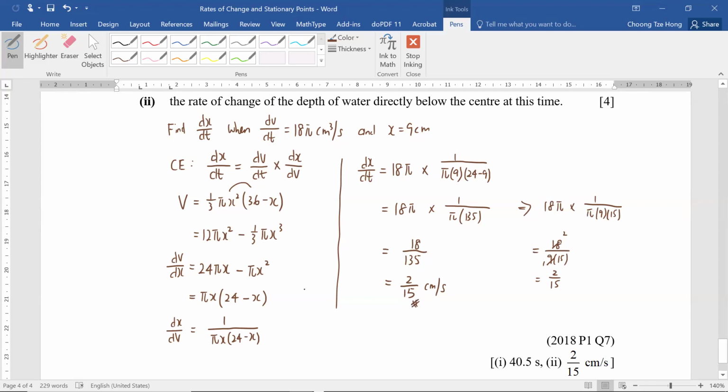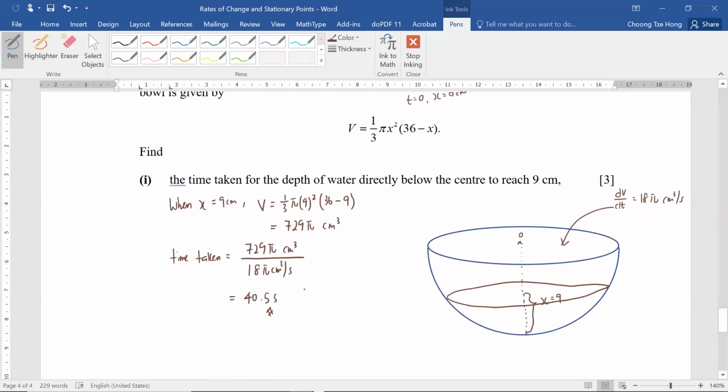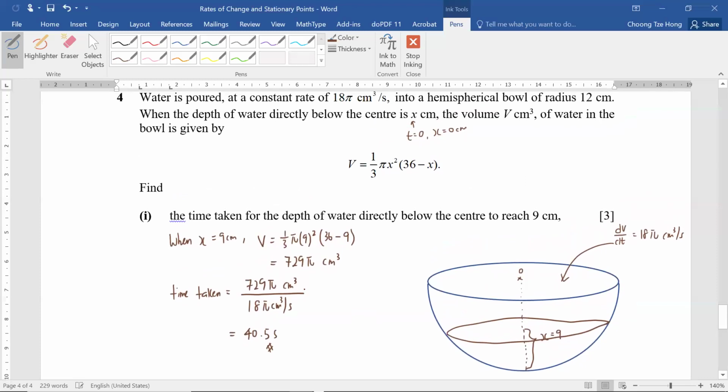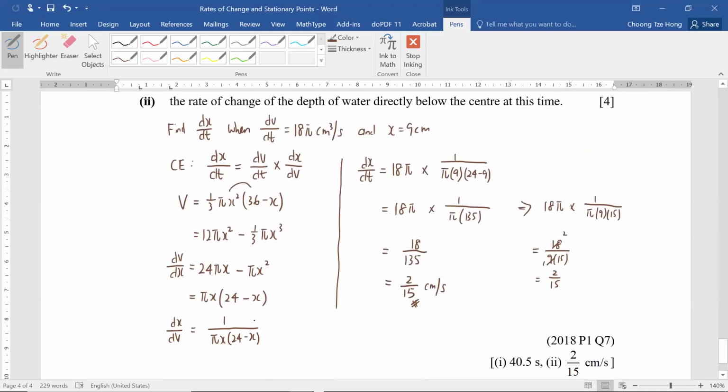The key thing for this question is in part one, some of you may get stuck and ask yourself what they are trying to ask me to find. You actually don't have to involve any connected equation, just understand what the question is asking, and then it turns out to be a rather straightforward and simple question. Then the next part is the typical type of question whereby you need to use the connected equation. So actually it's not too difficult.